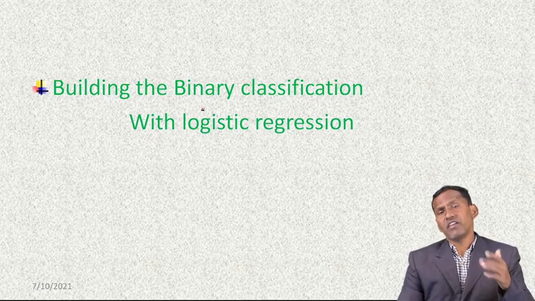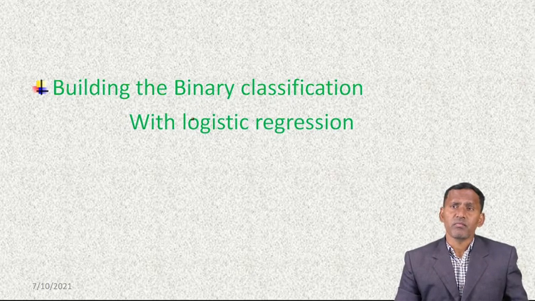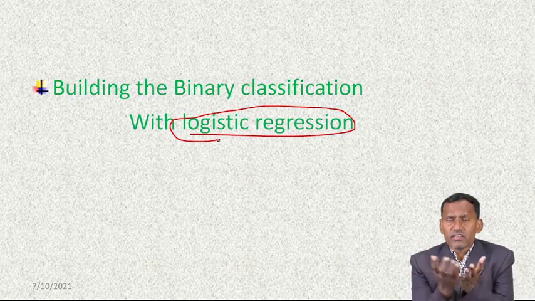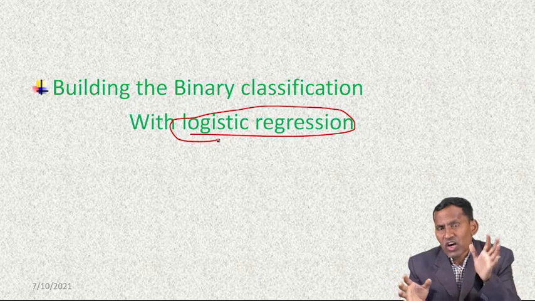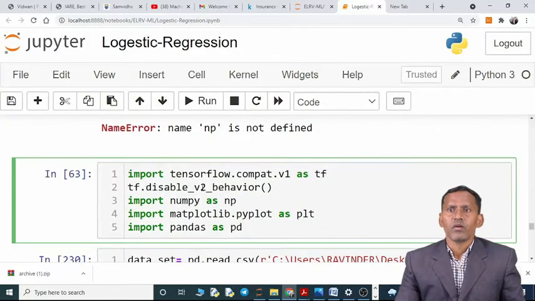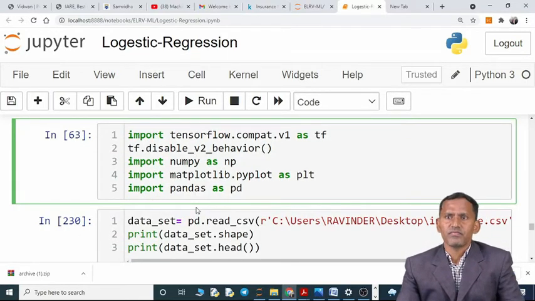And now we are going to build binary classification by using logistic regression. Now we'll discuss how to build a model which classifies outputs into either of the classes. Now here, first of all, we have to import all the libraries and packages.